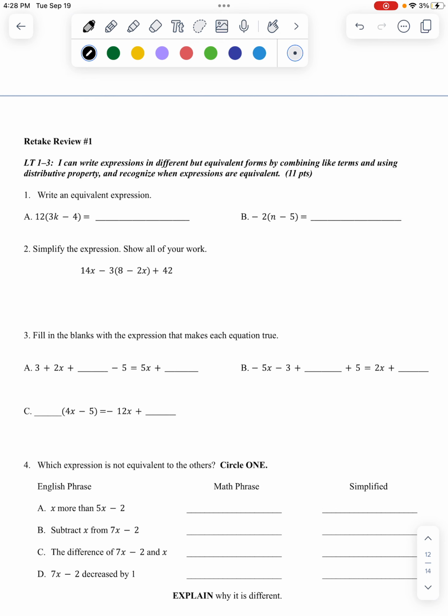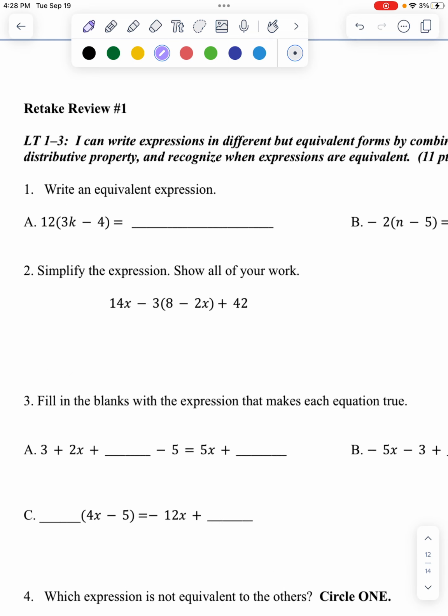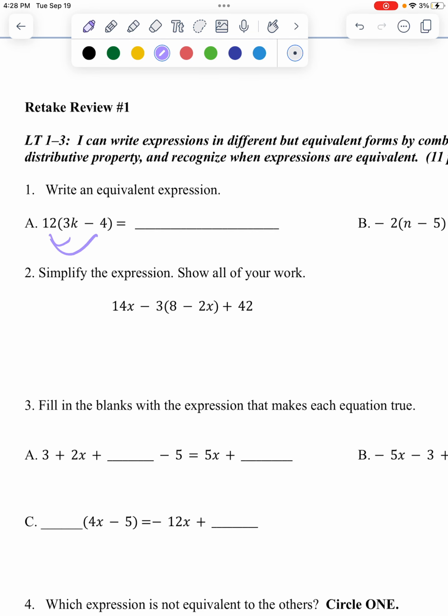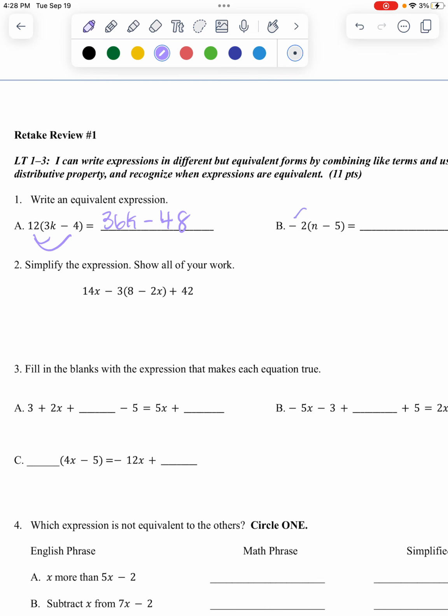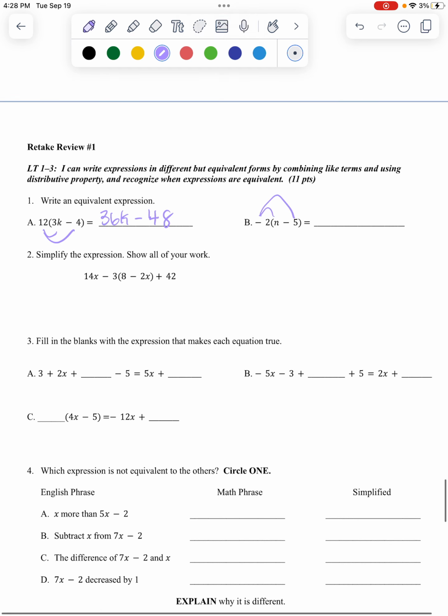All right, write an equivalent expression. And so here, whenever a number is outside of the parentheses, we're told to multiply. So we multiply by everything on the inside. 12 times 3 is 36, so 36k. 12 times 4 is 48. And that's all you have to do. When there's a negative, make sure to multiply a negative times a negative to get a positive. So this is going to be negative 2n plus now 10.